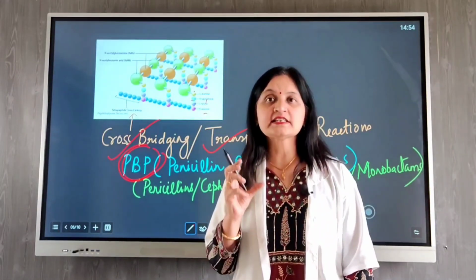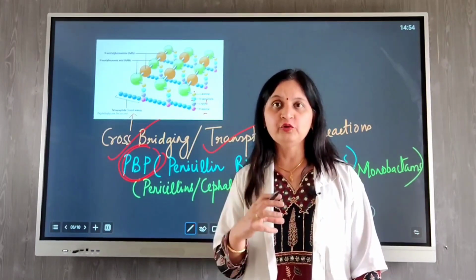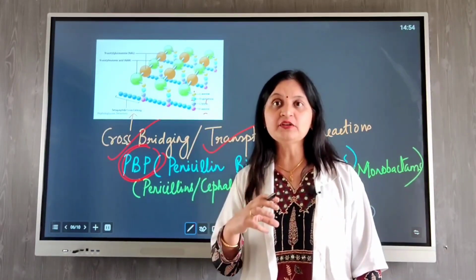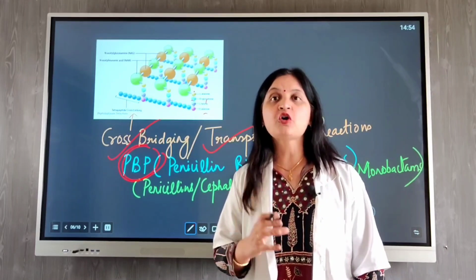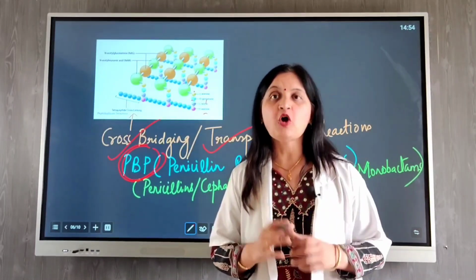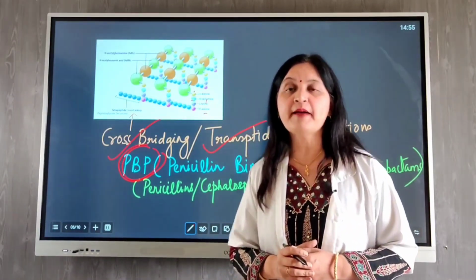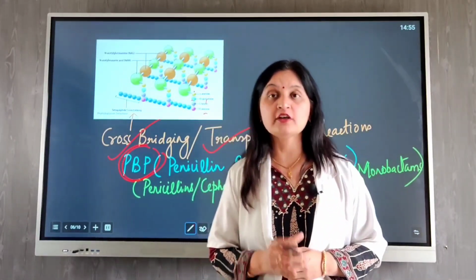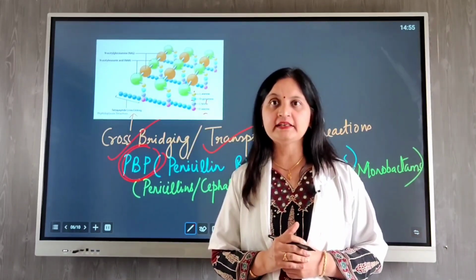Because the cell wall is weakened, there is osmotic drive of fluid from the environment into the bacterial cell. There is swelling of the bacterial cell, and this causes lysis and death of bacteria. So, cell wall synthesis inhibitors act as bactericidal agents because they cause death of bacteria. They reduce the number of bacteria.